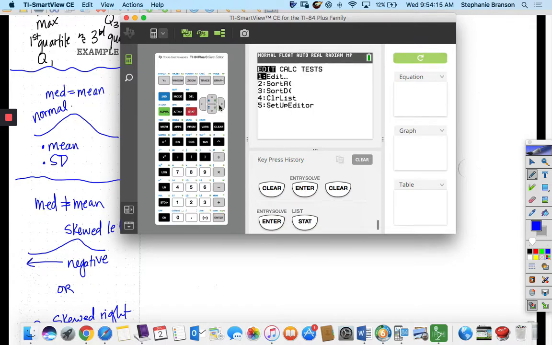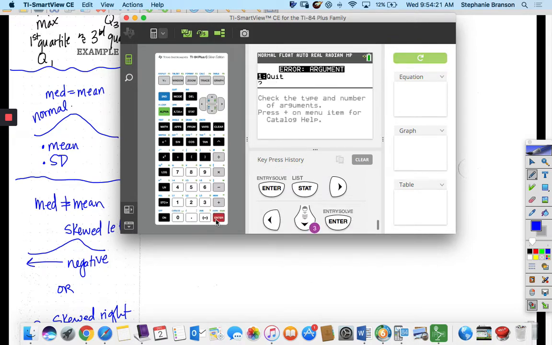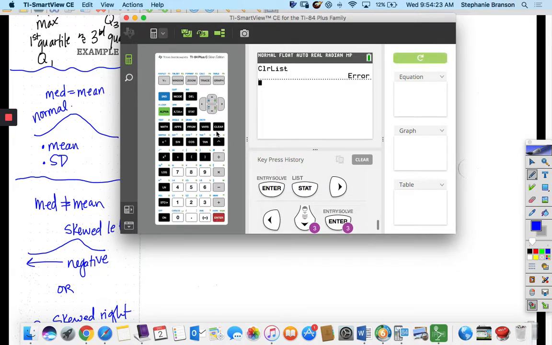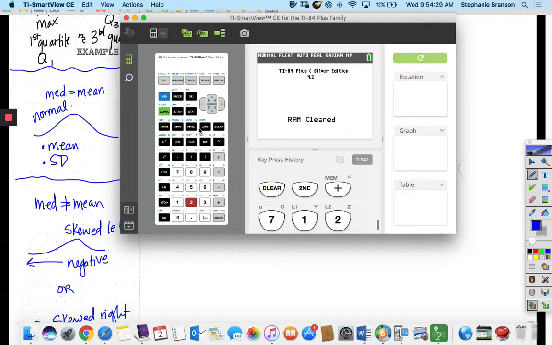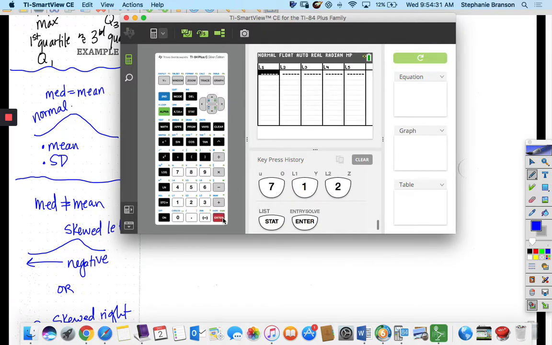I can't figure out how to clear it, so what I will do, clear list here. Oh, it didn't let me do that either. Second plus 7, 1, 2 will clear your list out for you. So now I'm going to edit it again, just put it back in.